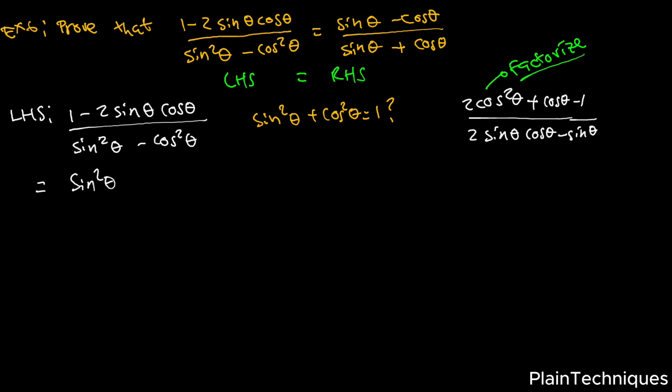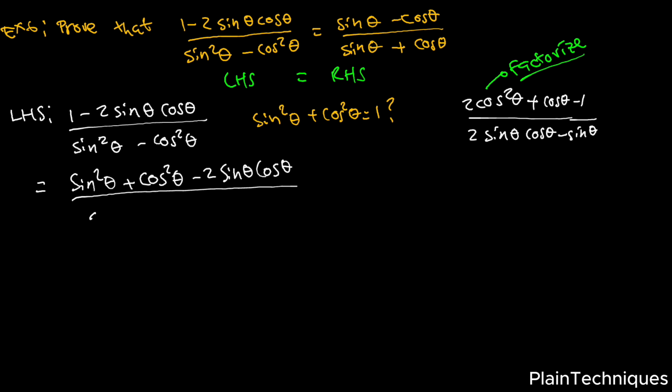Sine squared theta plus cos squared theta, right? And then write the rest of the expression as it was before. Minus 2 sine theta cos theta.